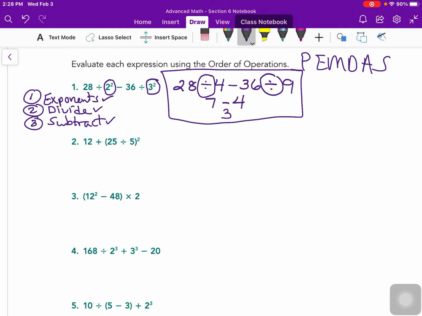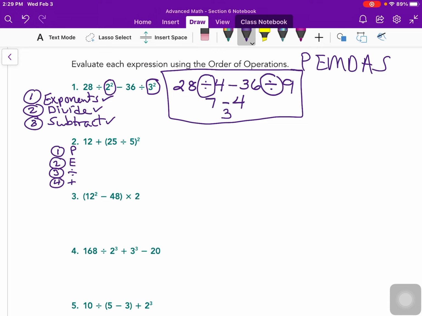On the next one, what are we going to do first? Well, number 1, I see there's parentheses, so I'm going to have to do that. Number 2, are there any exponents? Yes, there are. So I'm going to do the exponents after I do the parentheses. Multiply and divide. There's only divide, so I'm going to do that. And then add and subtract, there's only add, so I'm going to do that afterwards. All right, let's get started.